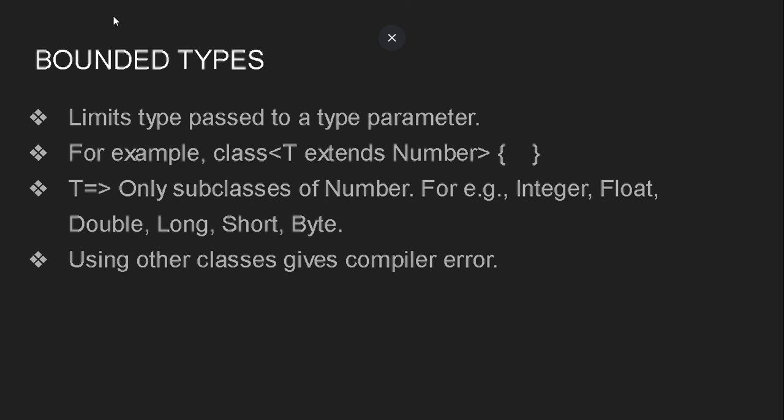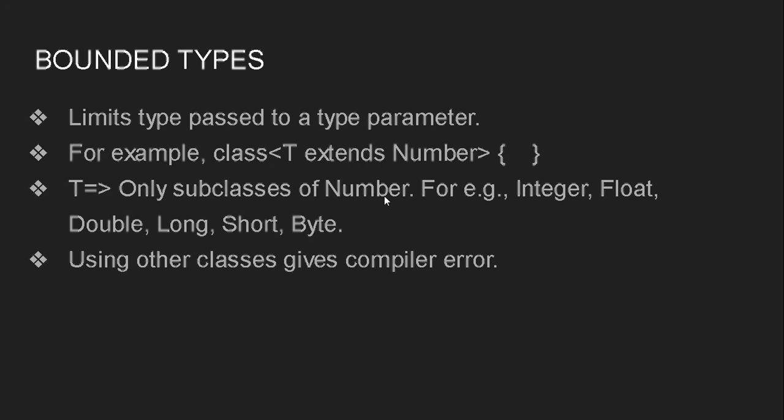Okay, so what this bounded type is going to do is limit a type which is passed to a type parameter. For example, here I am writing class T extends Number. Whatever I am passing as a parameter to this particular class, actually I have not named the class properly here. This class is going to accept only type parameters which are extending from the Number class. So T is going to be only the subclasses of Number.